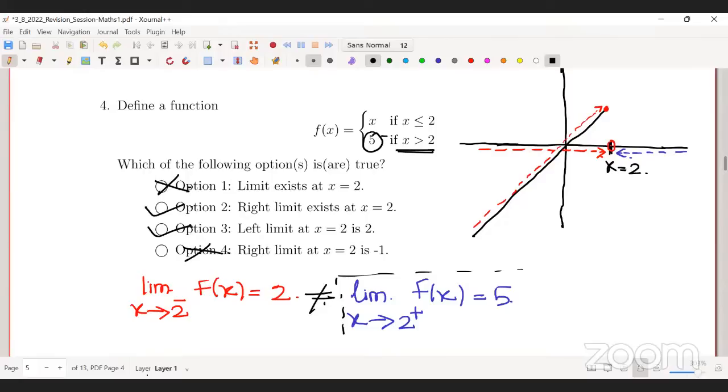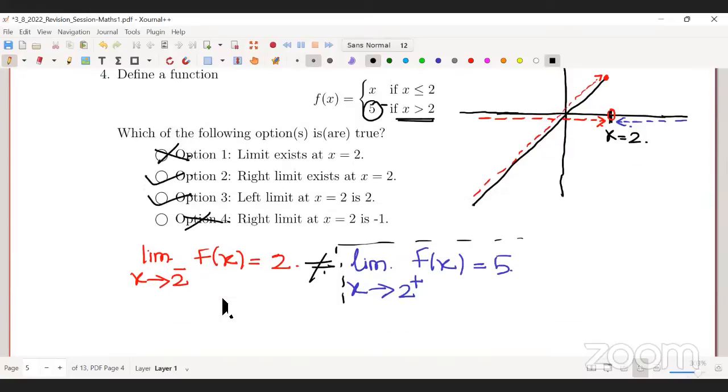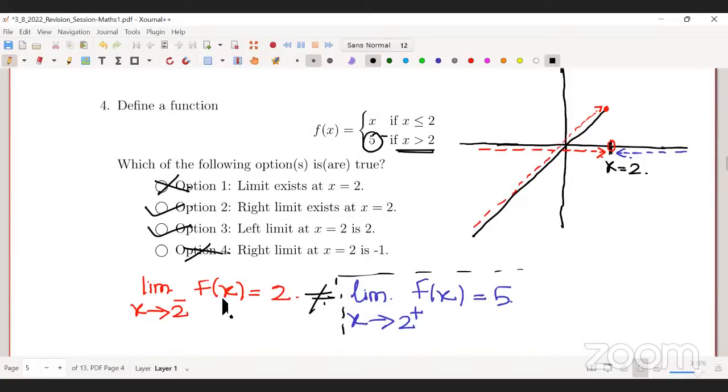Sir, I have a question here. Why can't we write limit of f of x is equal to x for left hand limit? Why we have written f of x is equal to 2 for the left hand limit means because we are calculating it at 2. No, this left hand limit at 2 I'm talking.